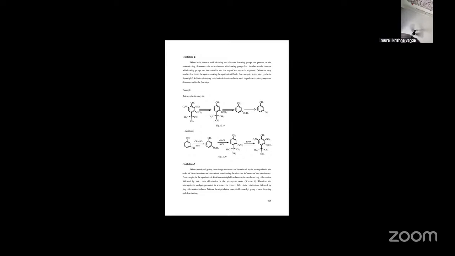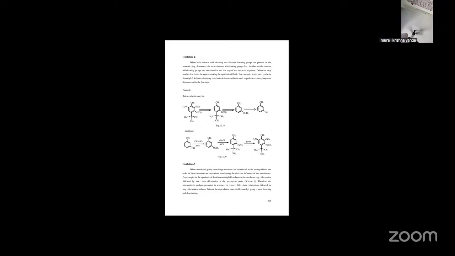For example, in the retrosynthetic analysis of 3-methyl 2,4-dinitro 6 tertiary butyl anisole, the nitro group is a deactivating group, so its disconnection is done first. And guideline 3: when functional group interchange reactions are introduced in the retrosynthesis, the order of these reactions is determined by considering the directing influences of the substituents.